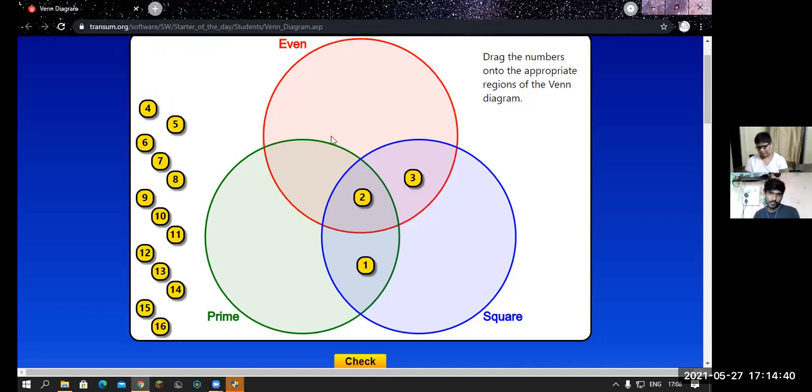By square, they mean that there is a square for this number, right? By square, they mean perfect square. For example, if you see 4, 4 is a perfect square. 2 square is 4. So 4 comes under perfect square. Okay, sir. I understand.